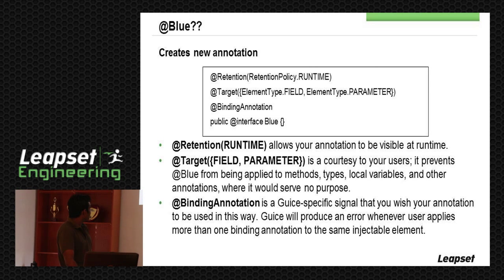In Java we can simply create annotations like this. I think you all are familiar, or else it's a common method to create an annotation. The retention is runtime, which means it's visible at runtime, and then where we can use these annotations. In this case, we can use this for field and parameter, and it's a binding annotation. That annotation is Guice specific. All the other things are Java specific. Using this binding annotation, we are specifying that these annotations are used to bind some interfaces with the implementation.